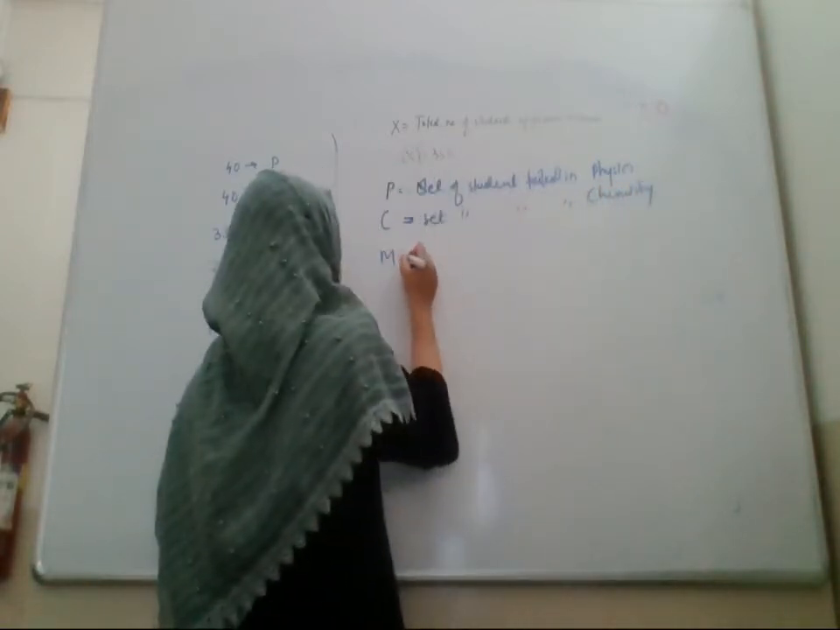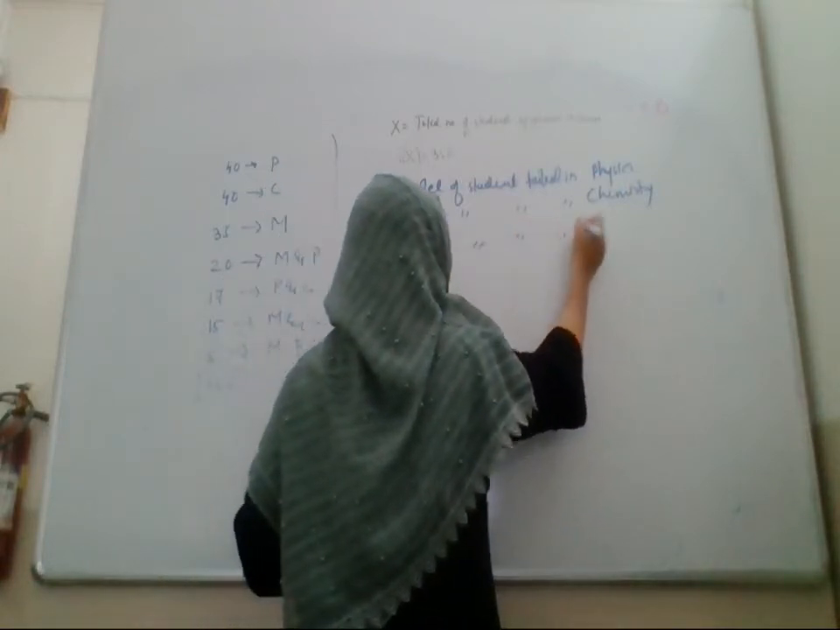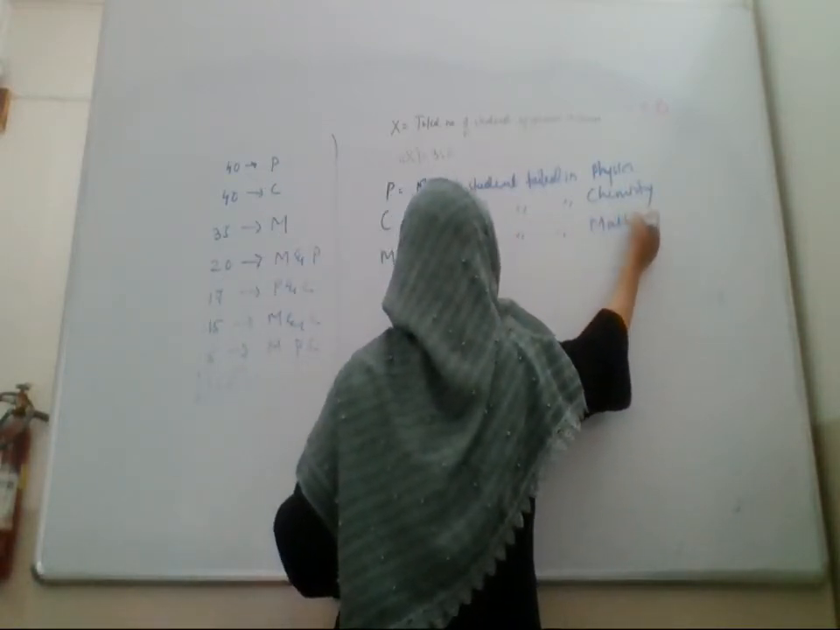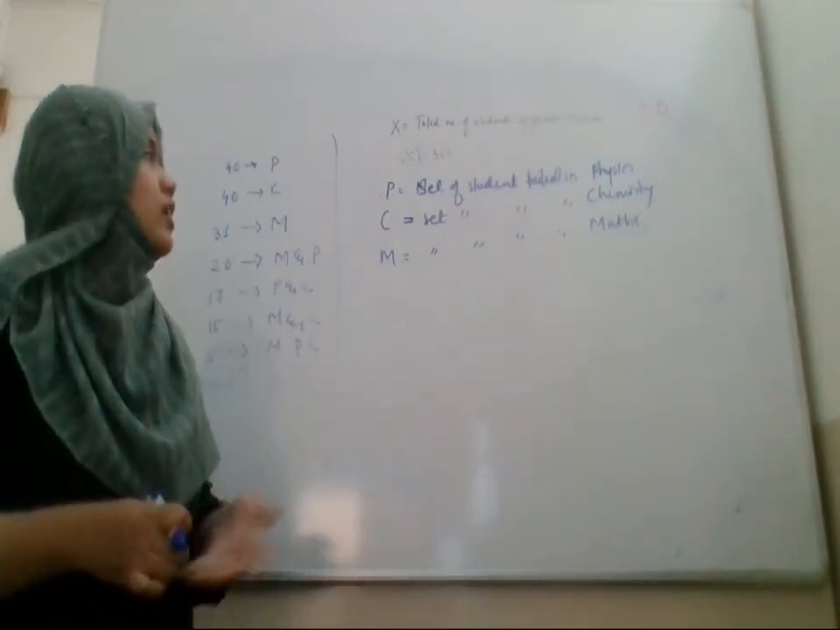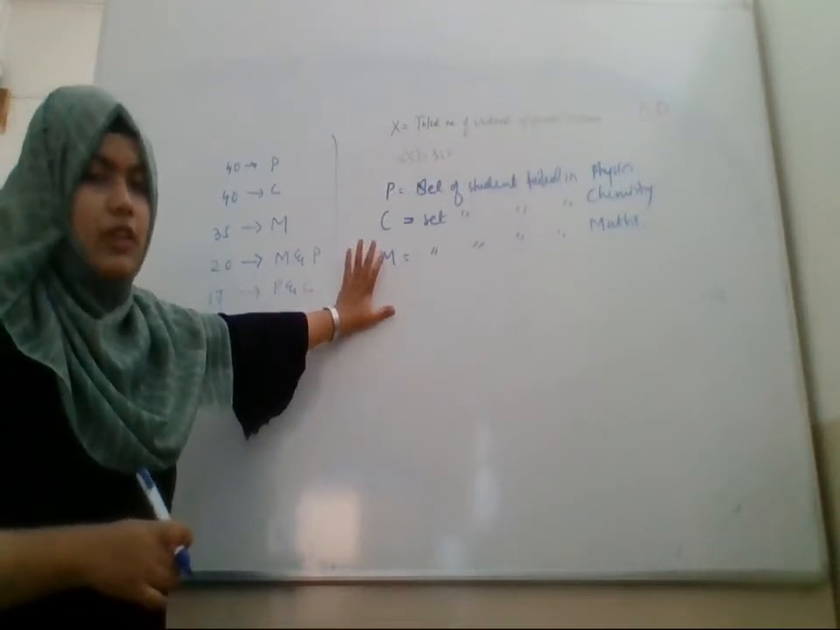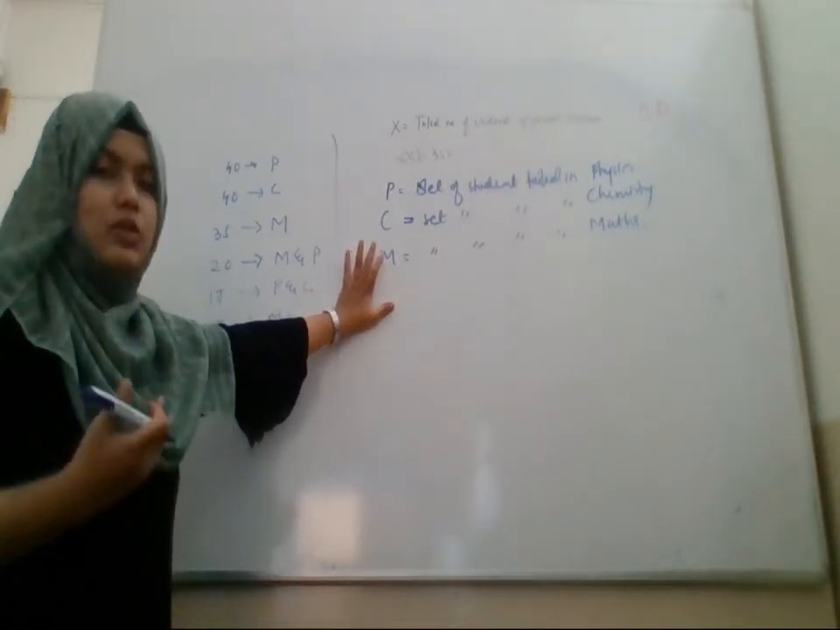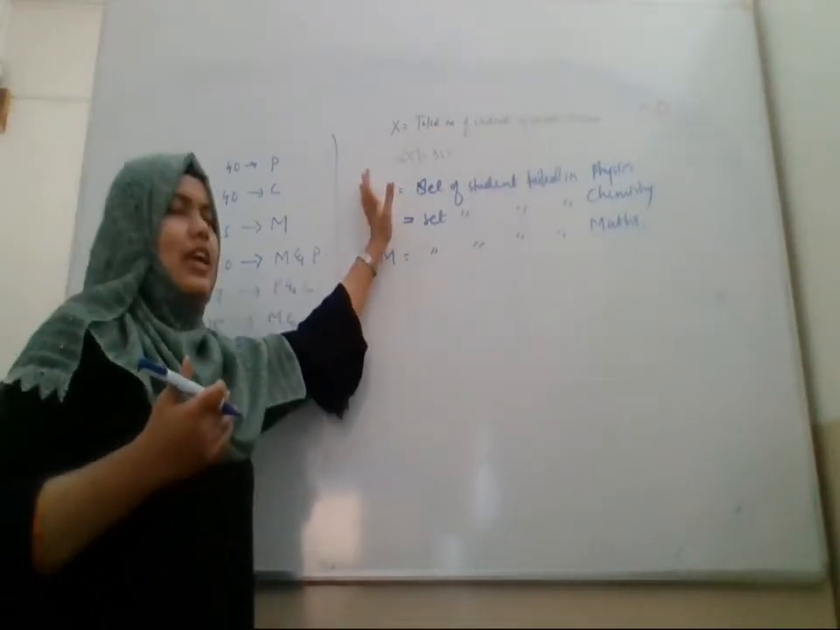And M is the set of students failed in maths. Clear? So formation contains half marks at least, depending on the total number of marks of that question. So formation के लिए half marks होता है. So you should mention what you are taking as a set.